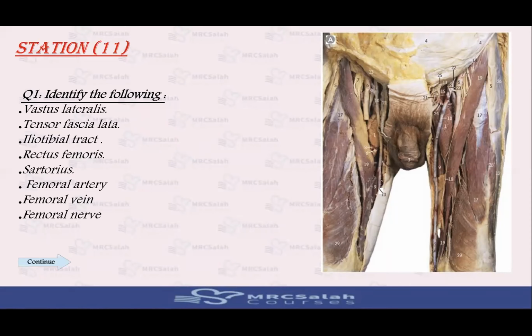What is the name of the hamstring muscles? It's biceps femoris, semitendinosus, and semimembranosus. What is the action of semitendinosus and semimembranosus? It is flexion of the knee and extension of the hip. What else? Medial rotation and lateral rotation. Biceps gives lateral rotation, and semitendinosus and semimembranosus give medial rotation.